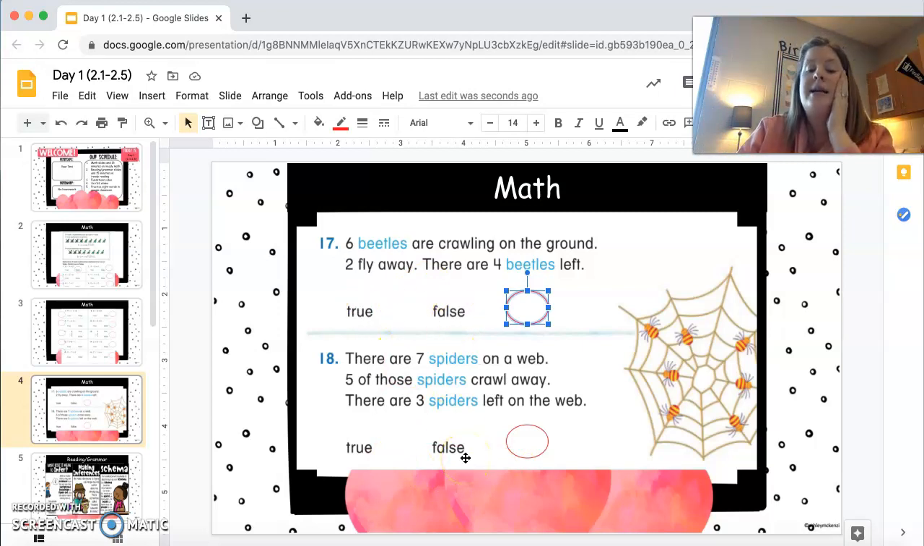All right, number 18, there are 7 spiders on a web. 5 of those spiders crawl away. There are 3 spiders left on the web. So again, get out a scrap piece of paper, draw 7 circles, take 5 away and see if there are 3 left, okay? If it is correct, you'll put a circle over true. If it is not correct, you'll put a circle over false.